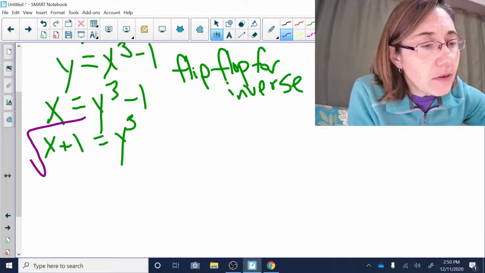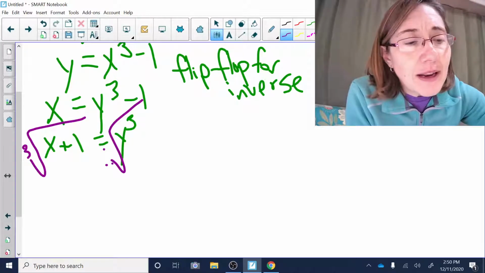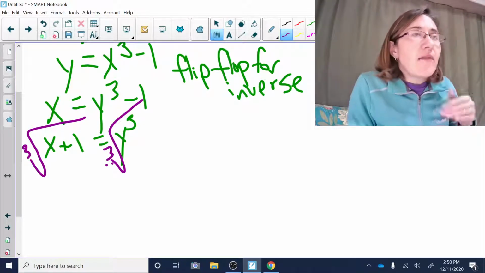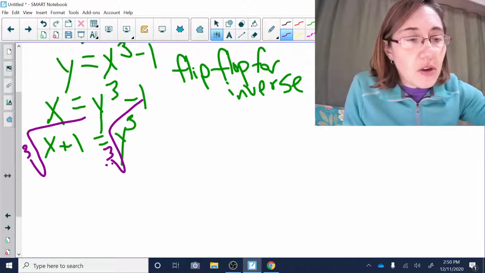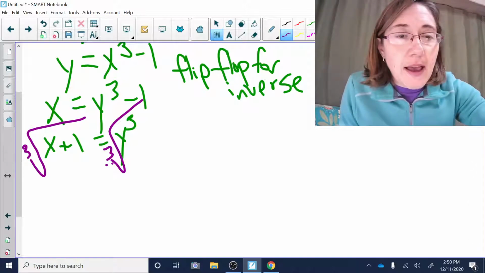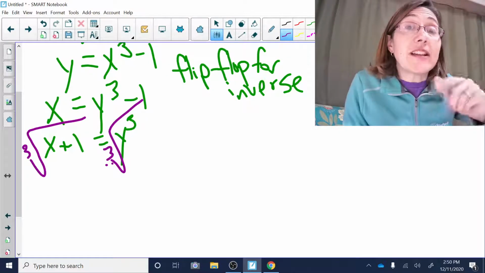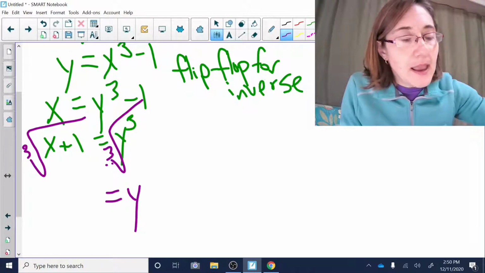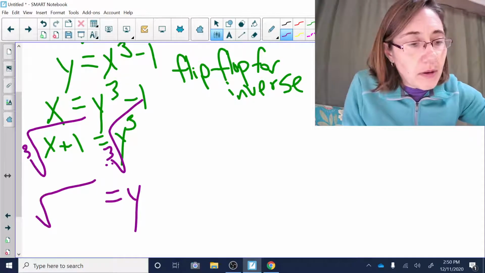The symbol for cube root looks like square root, but you have to put a little 3 out front. If we don't put anything out front, we assume that you're just square rooting. That's the most common one by far. If you're going to use some other kind of root, you have to say what kind of root you're taking. So we're taking the cube root here. On the right hand side, the cube rooting makes the cubing go away, so that's just equal to y. And on the left hand side, I have the cube root of x plus 1.